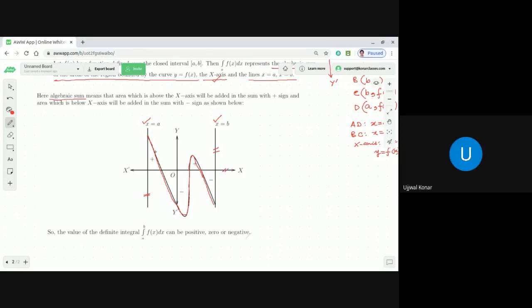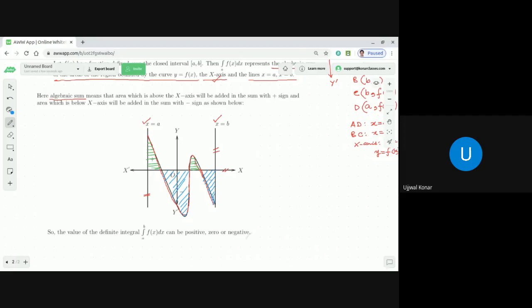Then what is the region bounded by? Let me use some different color. So this is the region bounded by. Then there is a region bounded by this one. Then again there is a region bounded by this one. Absolutely clear, dear students.